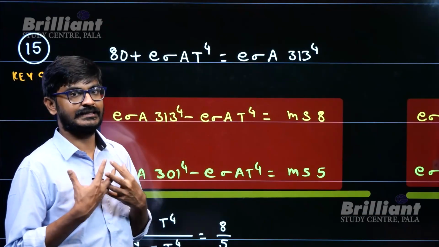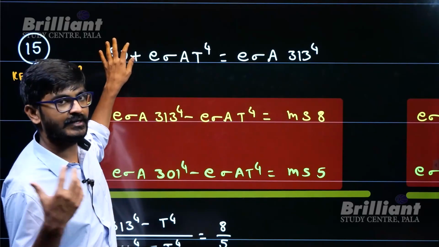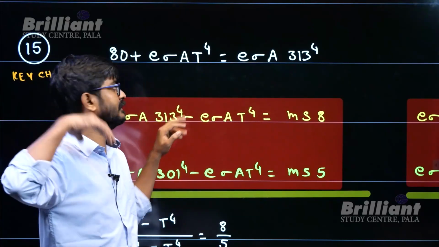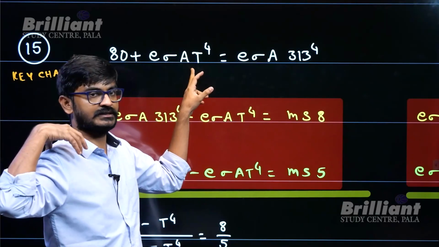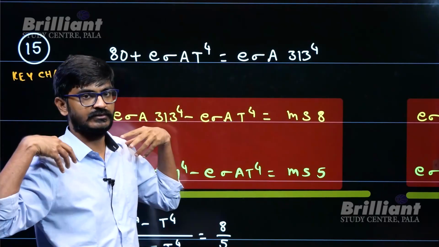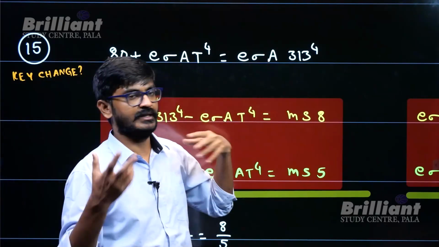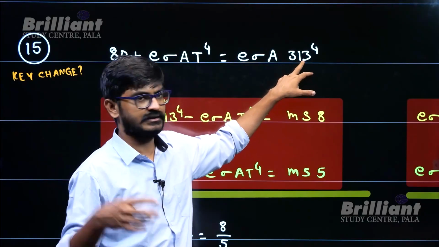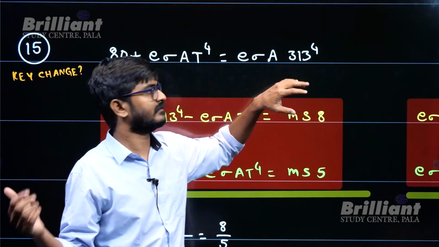The body is receiving 80 watt initially. Apart from that, E sigma A T power 4 will be absorbed from the surrounding. So this is the total energy getting absorbed, which will be emitting back, E sigma A T power 4. I am converting into Kelvin, right?